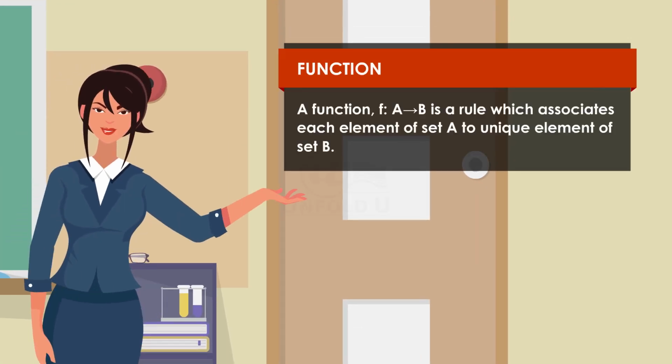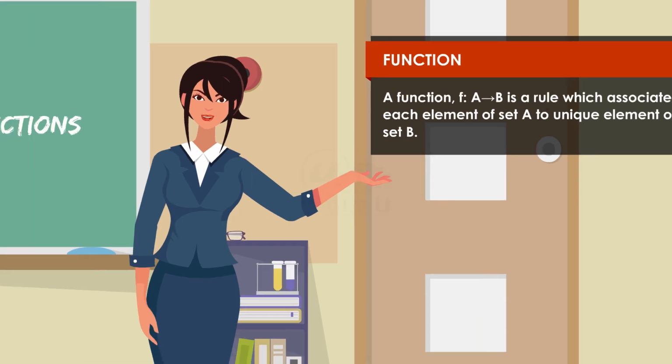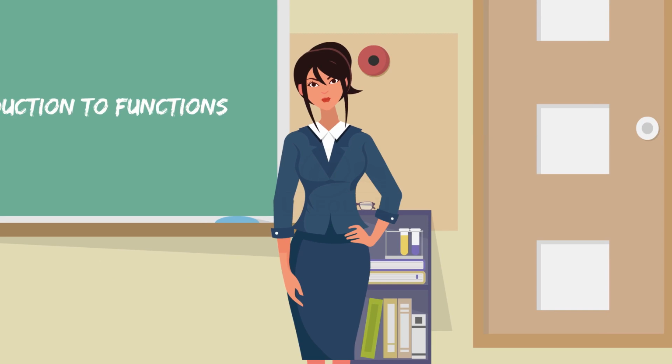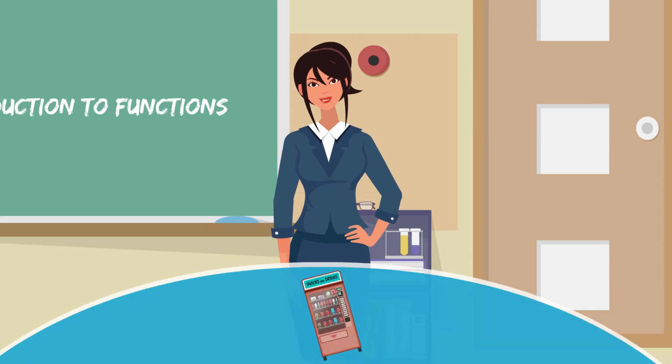A function f from set A to set B is a rule which associates each element of set A to a unique element of set B. Let us learn functions with the help of an example.